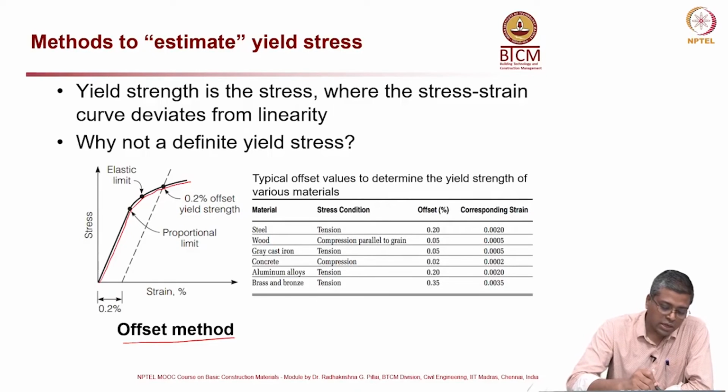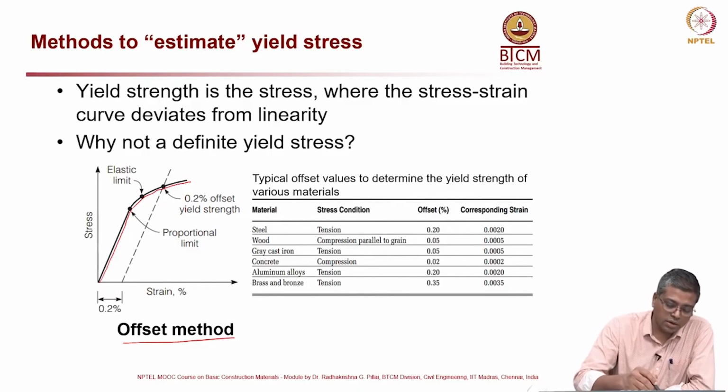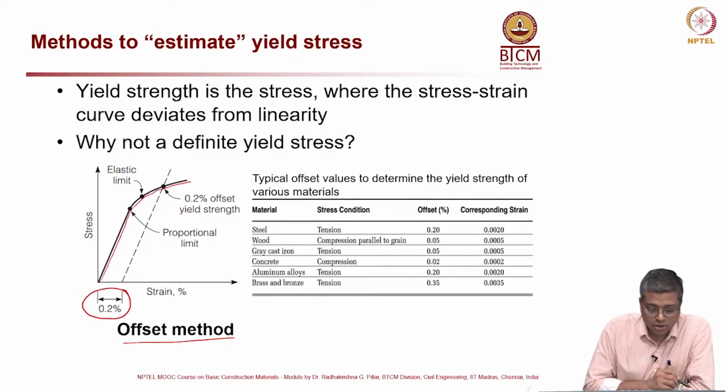Also there is no sharp change in the curvature. There is a gradual change. So, it is difficult, you have to fix a point. To standardize the procedure, people have used some values like this 0.2%. For steel, the offset is 0.2% in tension, as you see in this table. For other materials, different numbers are proposed.